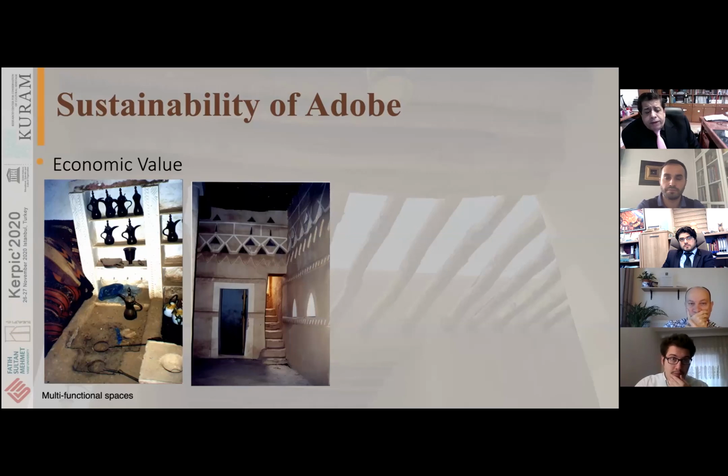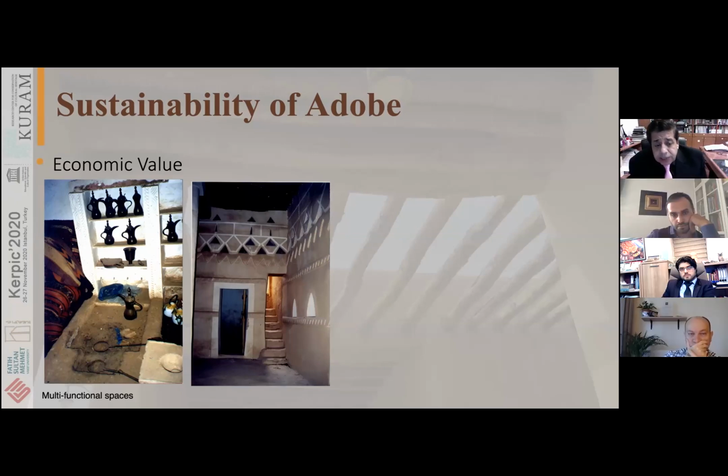Spaces of adobe houses in Najd are multifunctional. There is no waste of space. There are no spaces assigned for certain uses except the male guest rooms. It's the only place that is assigned for a certain use. But the other spaces could be used for anything, and this is one of the economic merits of adobe architecture of Najd in Saudi Arabia.